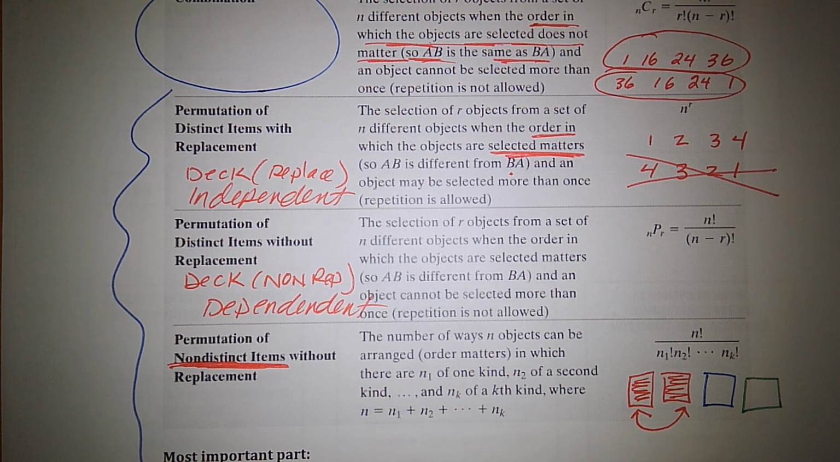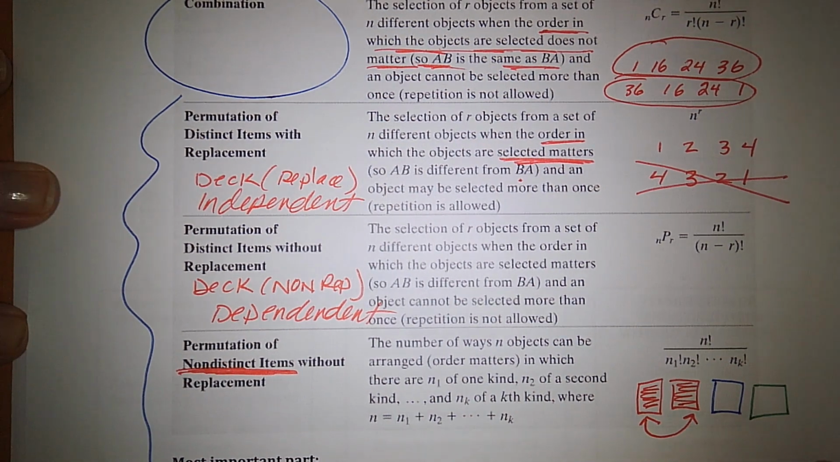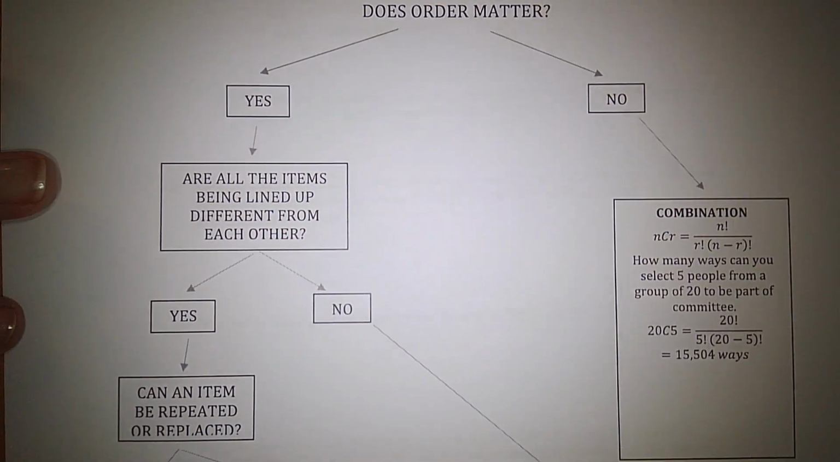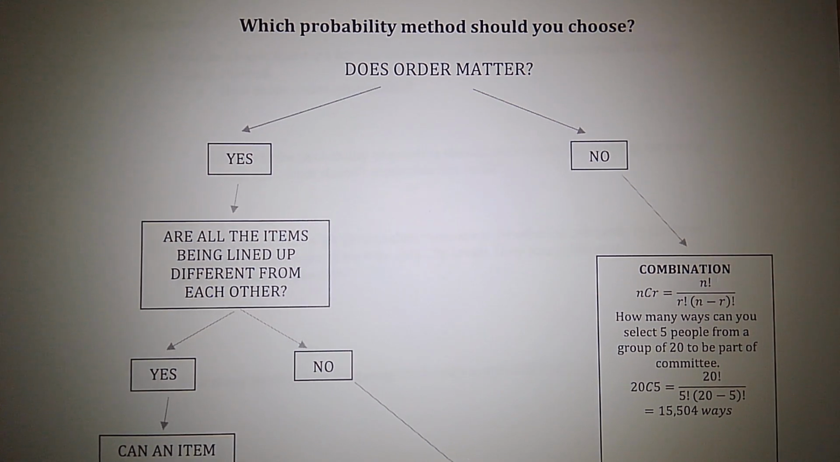And the answer would be no, because these 2 items are non-distinct. They look identical. So even if I swap the order of these first 2 items, it's not going to appear that anything has changed. So when all of your items aren't exactly unique, then you have this non-distinct item option. So we're going to go through all of these different scenarios on the next page. But first, what I'd like to show you is a flow chart on what to do when.